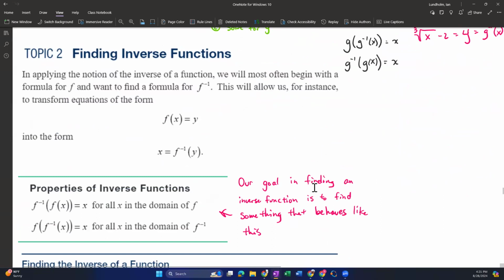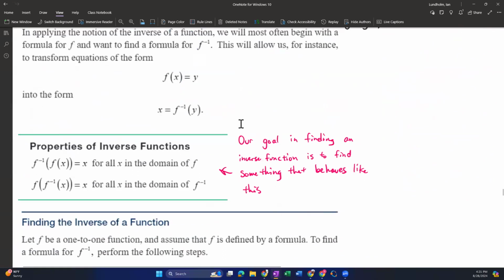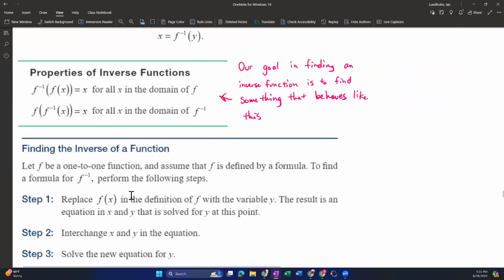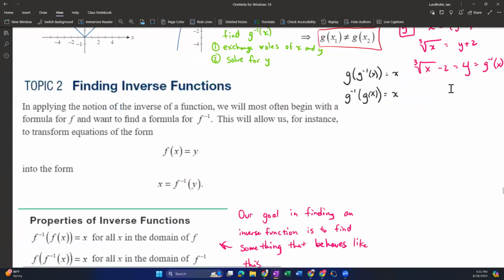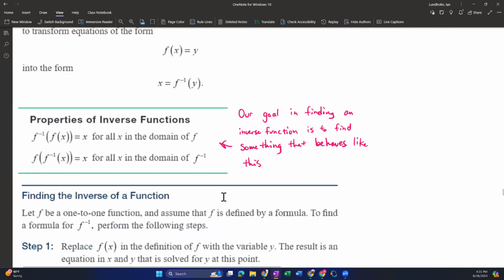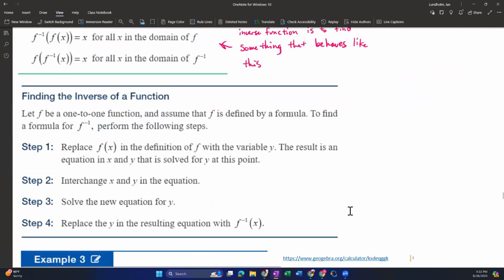This is the same thing. This lists out what I've been writing several times already. That's our goal in finding an inverse function: something that behaves like, when you put an input in, you get the same thing as an output. Cool. Here are some steps for finding an inverse function. If this was unclear, possibly look at these steps for a while and try to make sure you follow them. It does the same thing as what we just did.